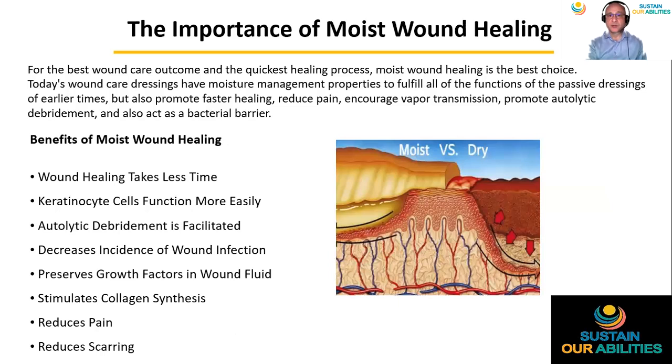The importance of moist wound healing is here presented. For the best wound care outcome and the quickest healing process, moist wound healing is the best choice. Today's wound care dressings have moisture management properties to fulfill all of the functions of the passive dressings of earlier times, but also promote faster healing, reduce pain, encourage vapor transmission, promote autolytic debridement, and also act as a bacterial barrier. The benefits of moist wound healing are as follows.